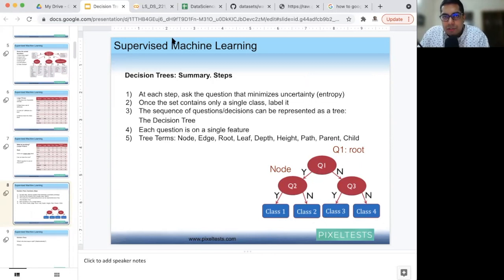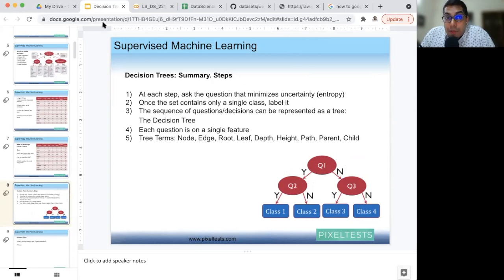Remember how I drew those curly lines? So the path to get to class 3 would be like this. That's a path. And parent and child is also fairly easy. So the parent for Q3 is my Q1, right? And what is the child for Q1? It's both Q2 and Q3. I hope the definitions make sense because they're easy to understand.